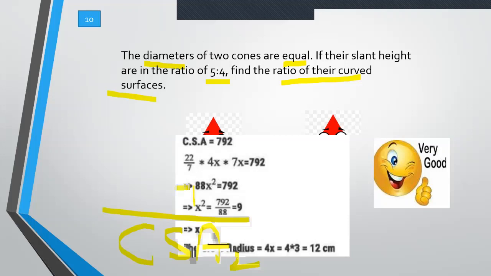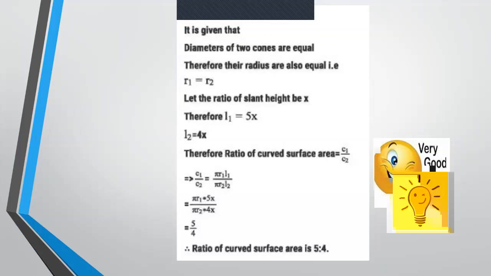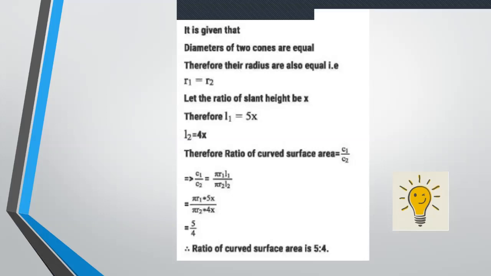R is the same for both. So you know, pi r for numerator and denominator gets cancelled off. It's 5/4, right? What is the answer? 5:4. 5/4 only. Perfect. That means everything depends on L. So since L is in the ratio of 5:4, keeping the radius the same for both, we get the ratio of the curved surface. The curved surface depends on the L if R is constant. Over.